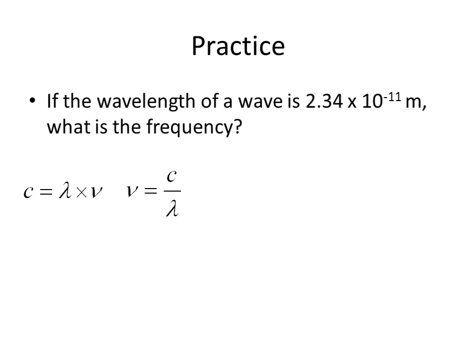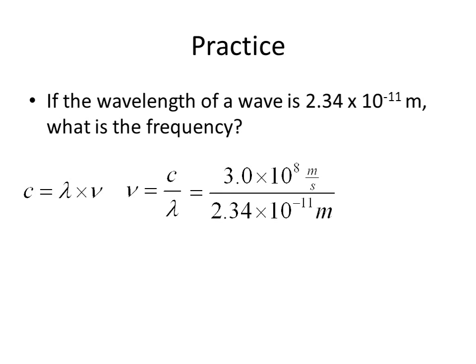Rearranging the equation to solve for frequency should give you speed of light divided by the wavelength. Substituting in your numbers would yield this setup. And solving, meters would cancel out, leaving you with inverse seconds, which is, again, hertz. And dividing your numerical values, you should come up with a final answer of 1.28 times 10 to the 19th inverse seconds, or hertz. Please note that since speed of light is a constant, we ignore it in terms of significant figures that should be shown in our final answer.